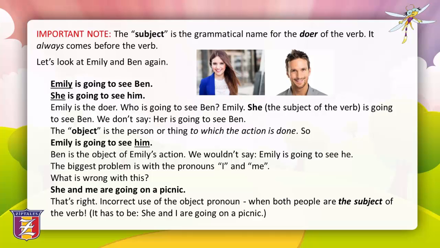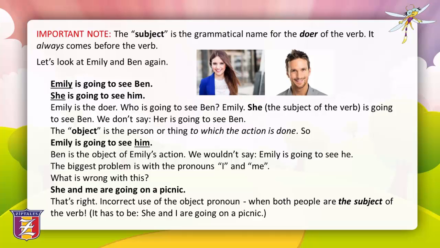We don't say her is going to see Ben. The object is the person or thing to which the action is done. So Emily is going to see him. Ben is the object of Emily's action. We wouldn't say Emily is going to see he. The biggest problem is with the pronouns I and me. What is wrong with this sentence? She and me are going on a picnic. That's right.